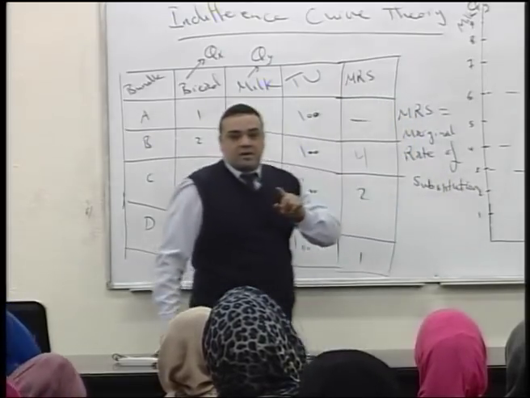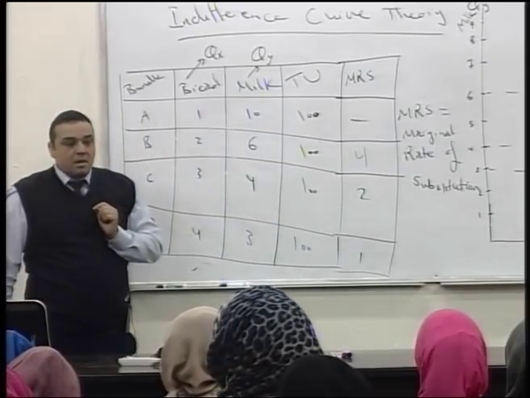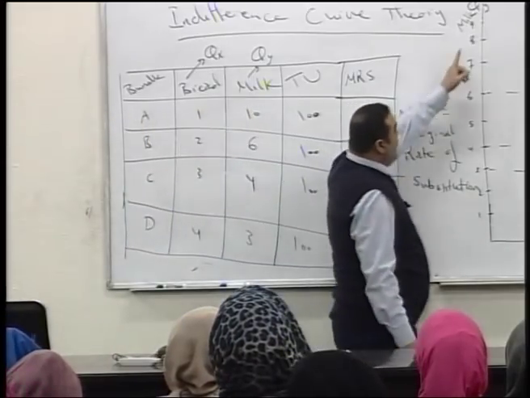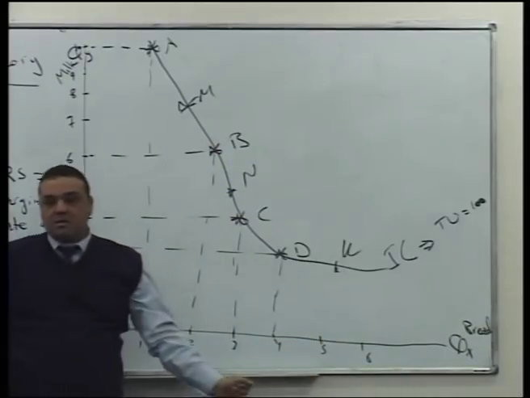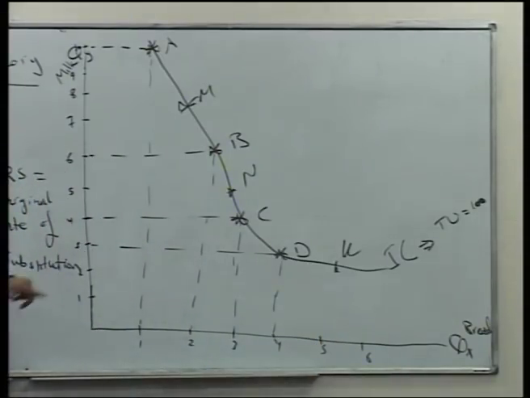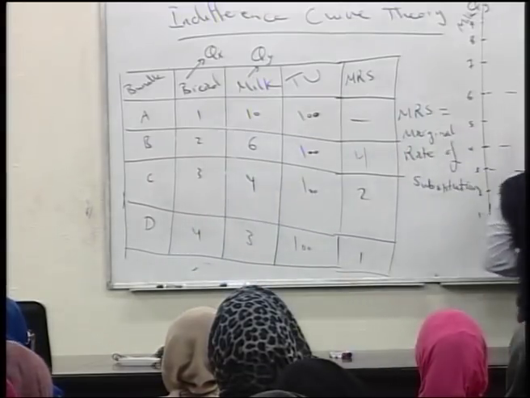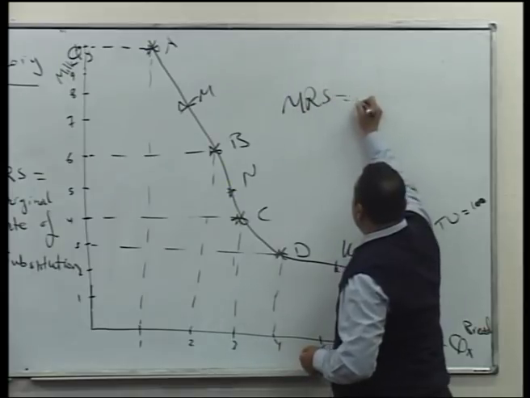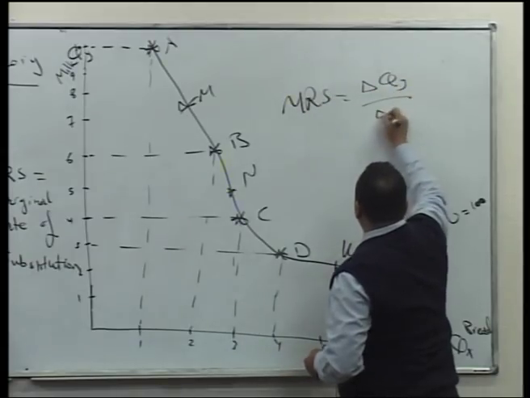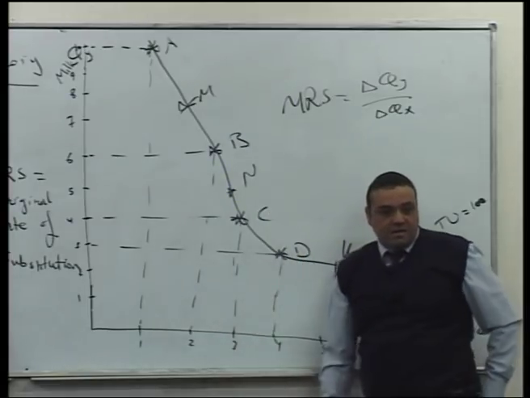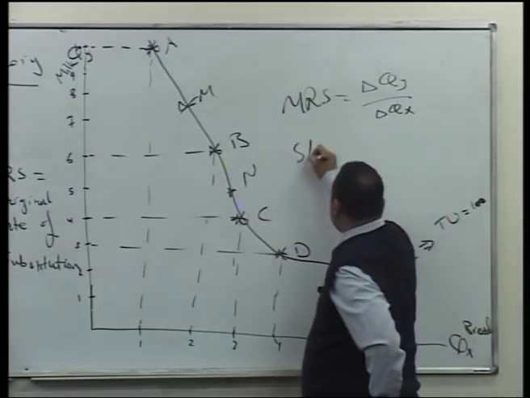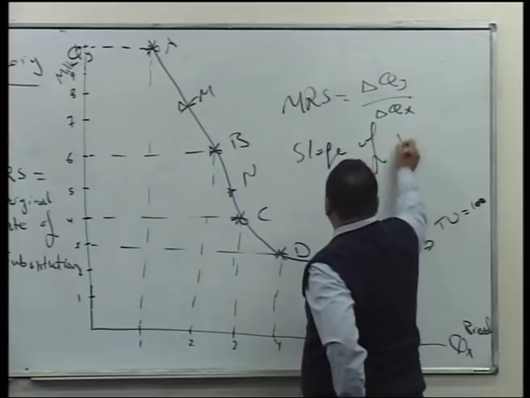What about the marginal rate of substitution? MRS is delta y over the change in quantity of x, which is the slope of the indifference curve. Marginal rate of substitution, MRS. Change in quantity of y over change in quantity of x. The slope of the IC.